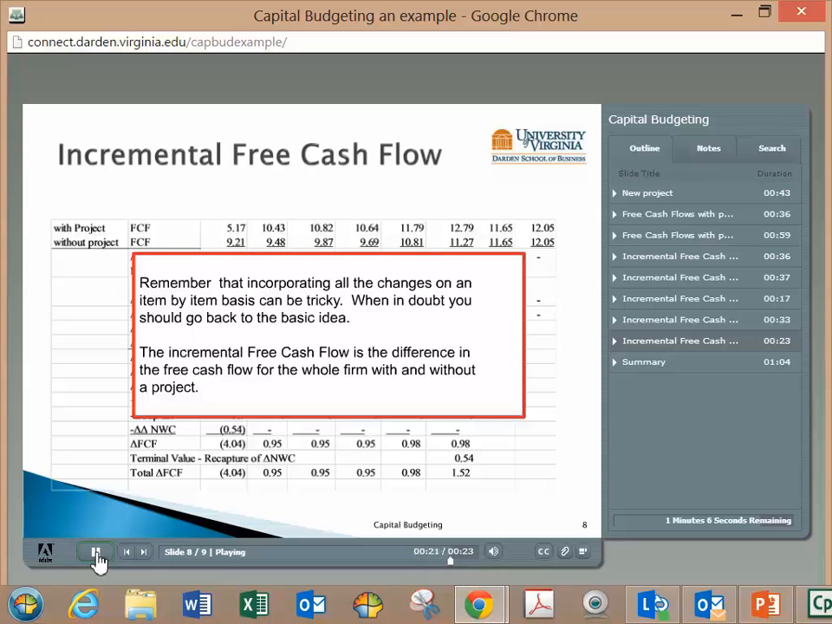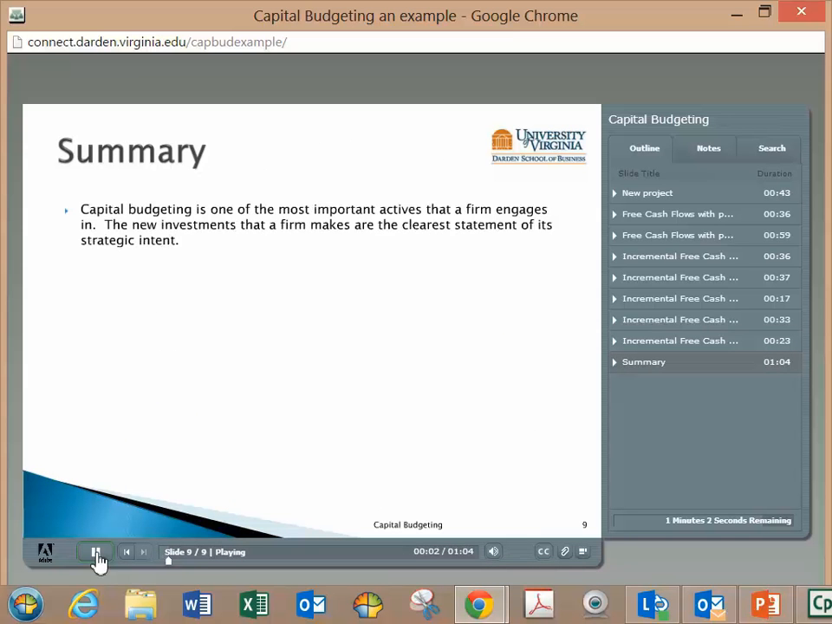The new investments that a firm makes are the clearest statement of its strategic intent. Hence, the process it uses to evaluate investment choices is critical. Most firms use a net present value approach to evaluate investments. The way firms choose to implement the NPV analysis generally reflects the fact that organizations tend to be separated along functional lines. There's a separation between operational functions and the finance function.